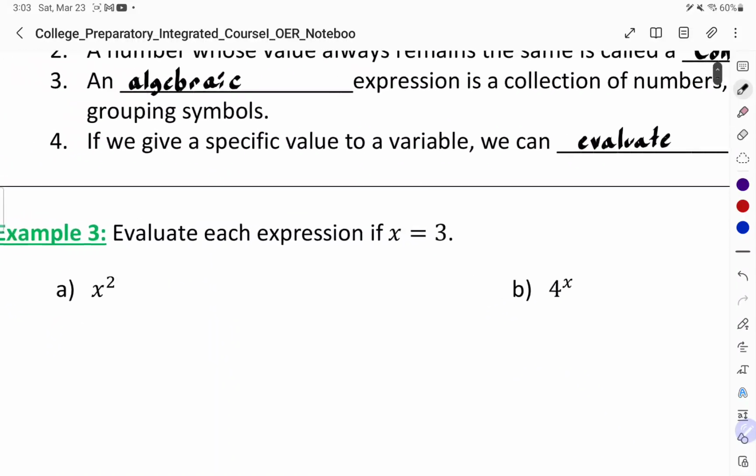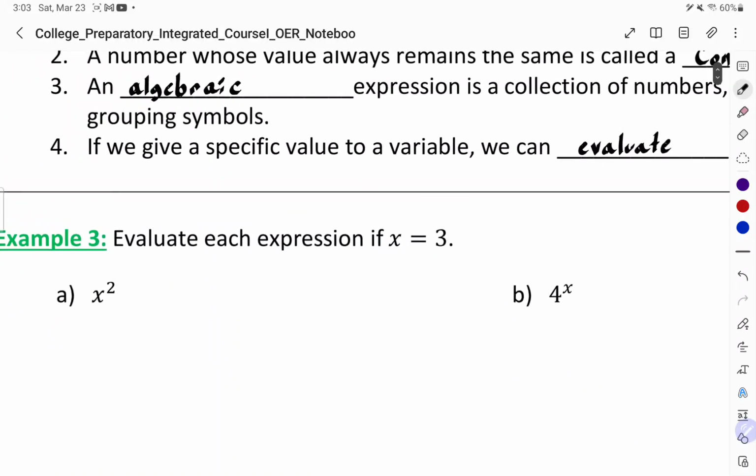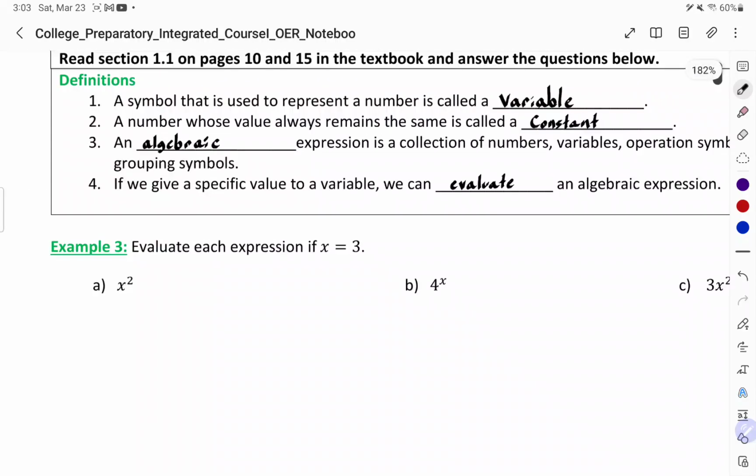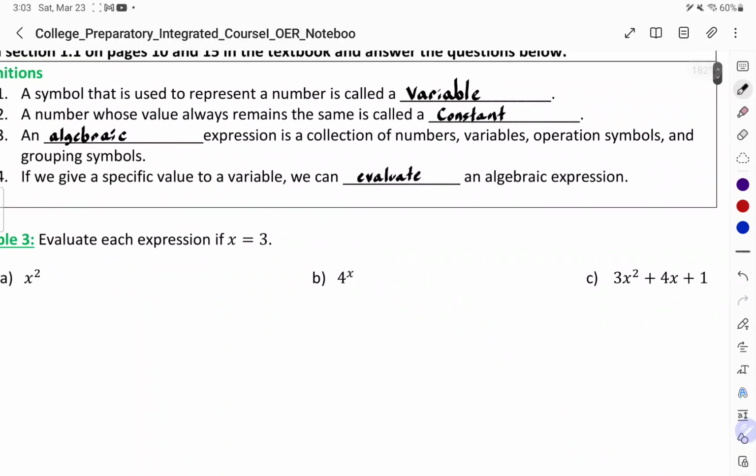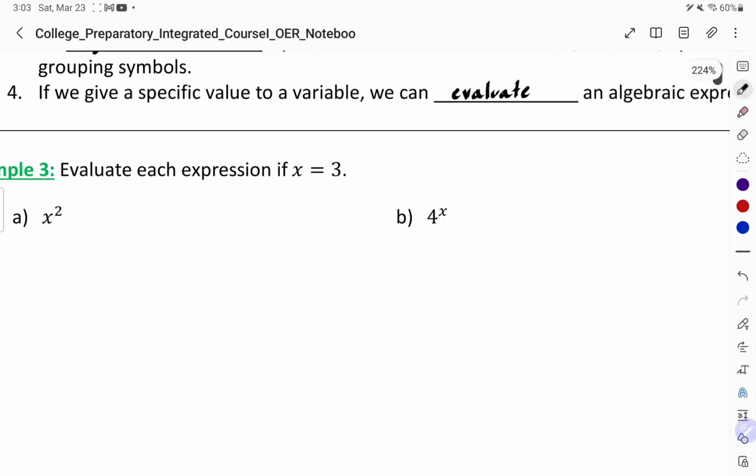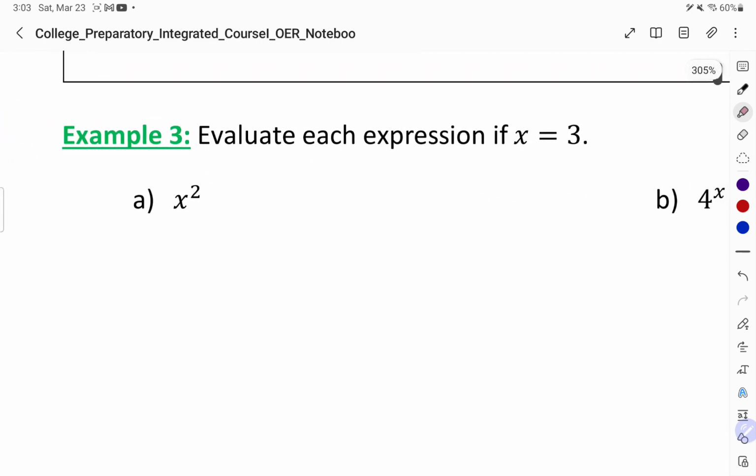Finally, the last thing that we're going to go over for the vocabulary today: if we give a specific value to a variable, then we can evaluate an algebraic expression. What that means is that they're going to give us a number for the letter. If you guys are looking right here, let's look at example number 3.